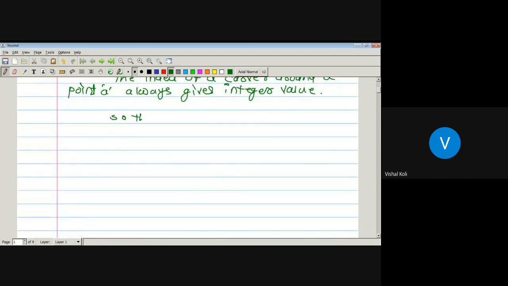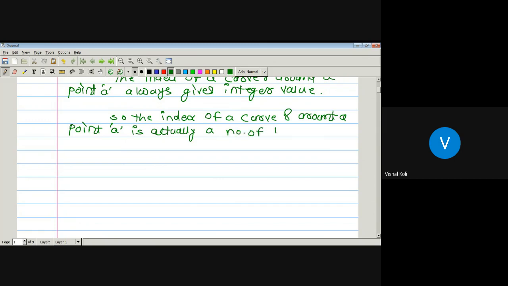So the index of a curve gamma around a point A is actually the total number of times a curve gamma travels around a point A.